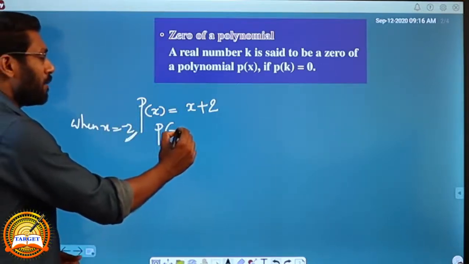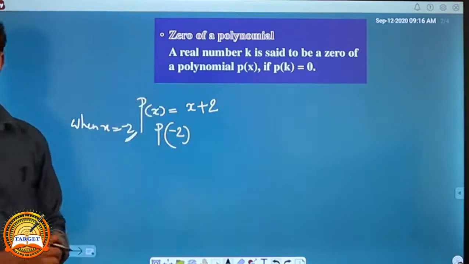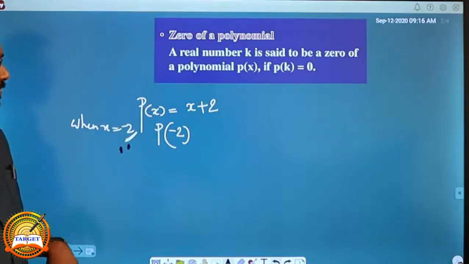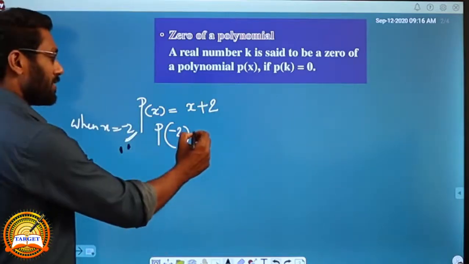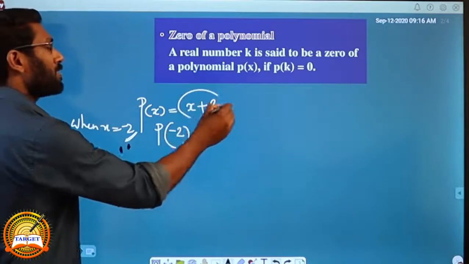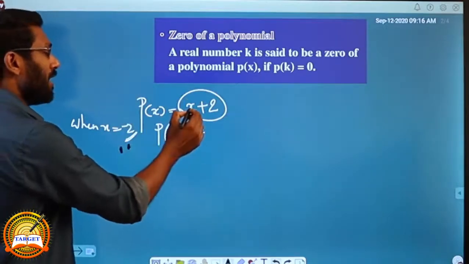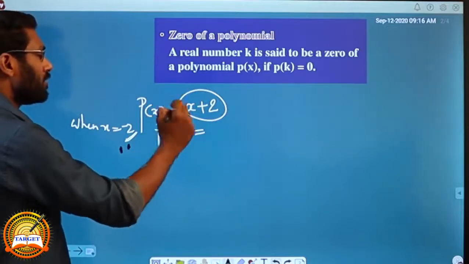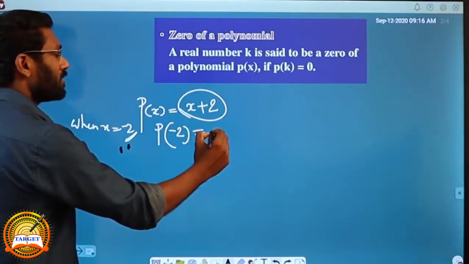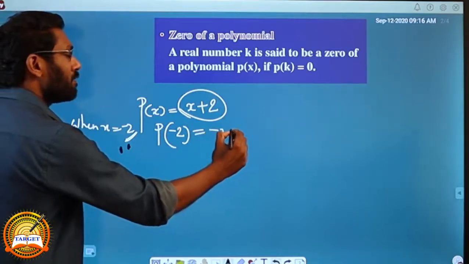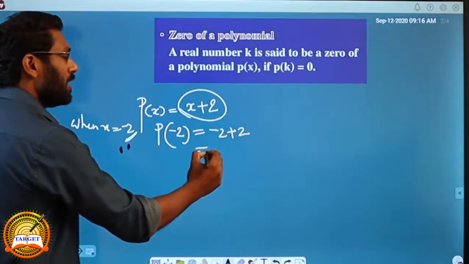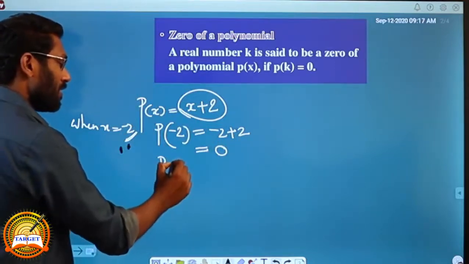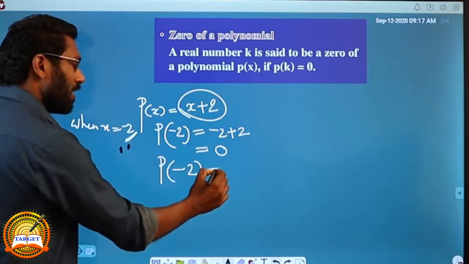So it will be p of -2. We are going to find the value p of -2. Okay. So what do we get? Listen here. Here the polynomial is x plus 2. We are replacing x by -2. So what do we get? p of -2 equals -2 plus 2. What will it be? -2 plus 2 becomes 0. So we got p of -2 as 0.